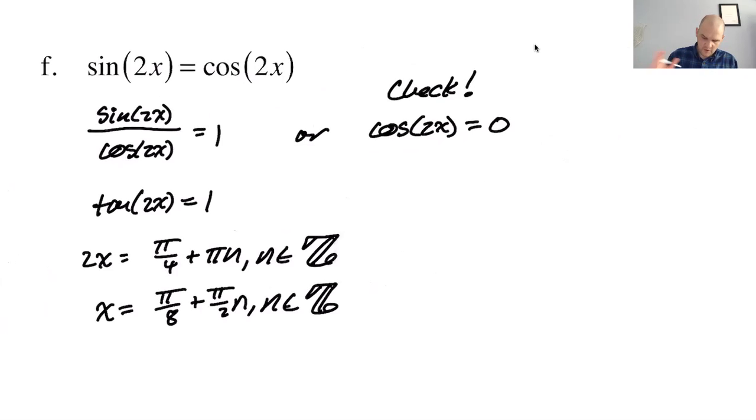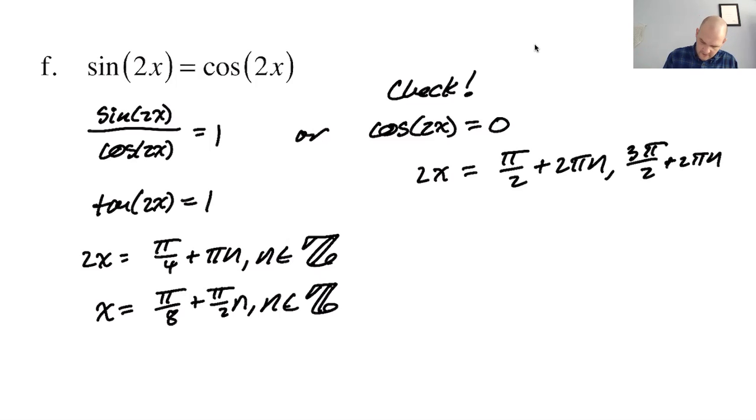Now let's worry about this. What if cosine was equal to 0? Where is cosine 0? That would be at 2x equals pi over 2 plus, you could just say pi over 2 plus pi n. Could you? Because maybe one of them works and one of them doesn't. So let's not do that. Let's do plus 2 pi n, or 3 pi over 2 plus 2 pi n. So I'm avoiding a potential error. So this would be pi over 4 plus pi n, or 3 pi over 4 plus pi n.